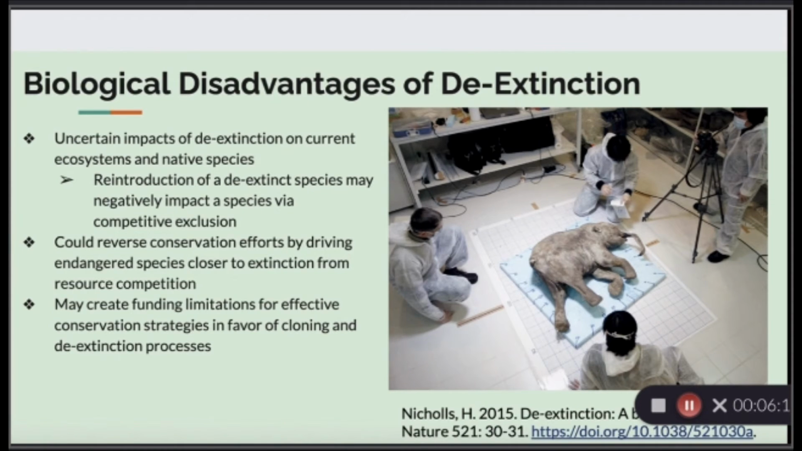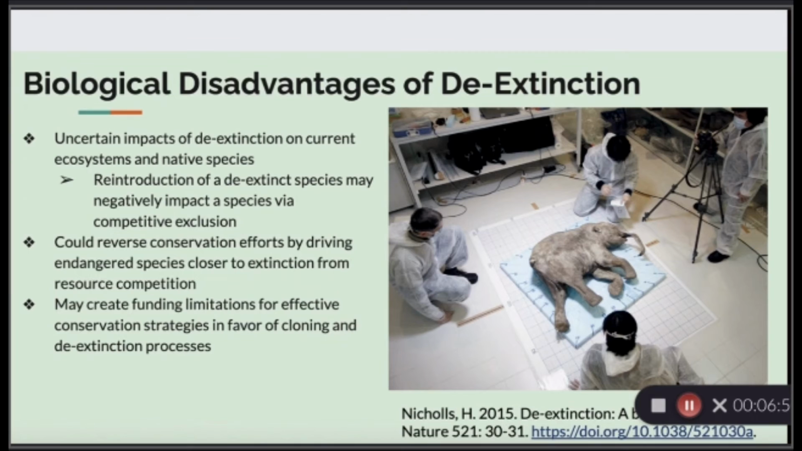This introduced pressure of de-extinct species on currently endangered species could even drive faster extinction rates due to resource competition, and species that we did choose to undergo de-extinction may not have the same ecological roles as they once did, which may put unnecessary strain onto current endangered species. They could reverse conservation efforts that we have succeeded in over the past decades by driving these endangered species closer to extinction, and they may create funding limitations for effective conservation strategies if more money is being spent in favor of cloning and these de-extinction processes as opposed to conservation.